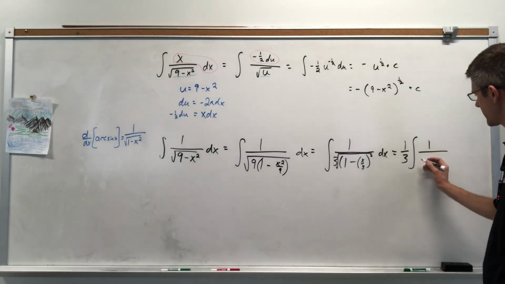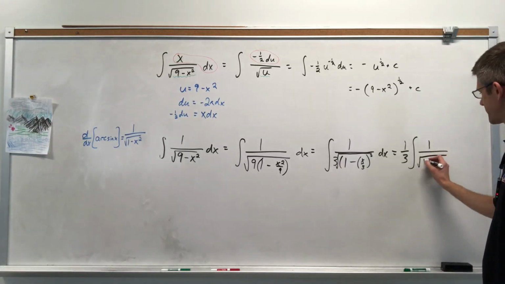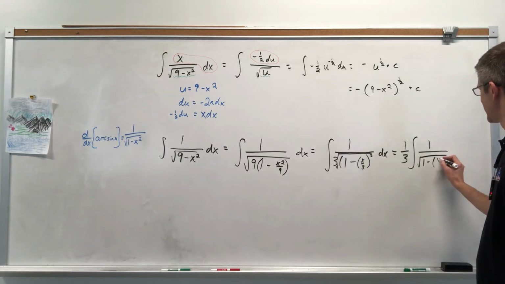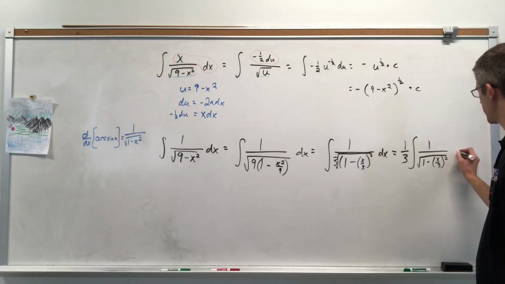Left my square root off. Man. Internally, I'm like, man, why would I do that? X over 3 squared and then dx.